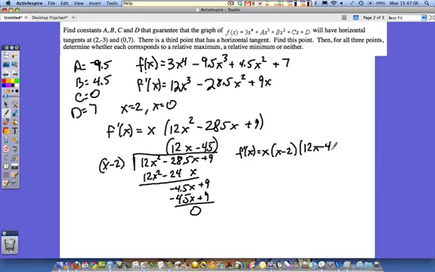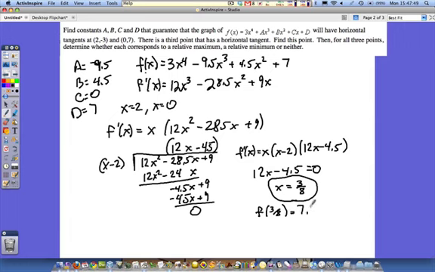12x minus 4.5, so that means 12x minus 4.5 equals 0, and so x is equal to 3/8 if you do the division. That is the third place where we have a horizontal tangent. And f of 3/8 is equal to, well, plug 3/8 into there, and you'll get what f of 3/8 is. I just did it, and I got 7.191911. So that's where the third zero is of that derivative.